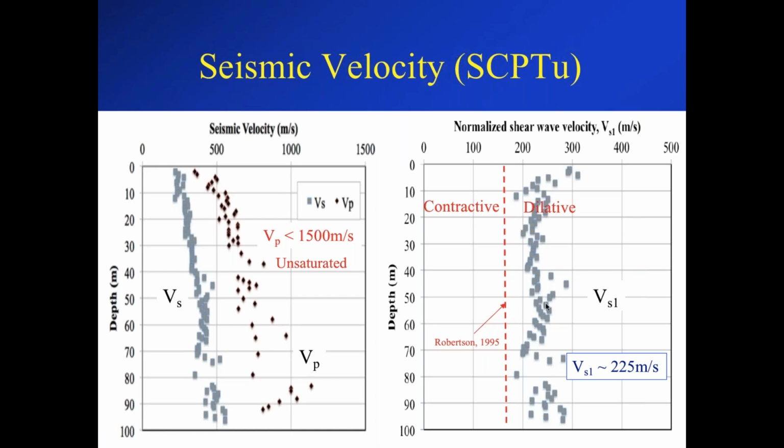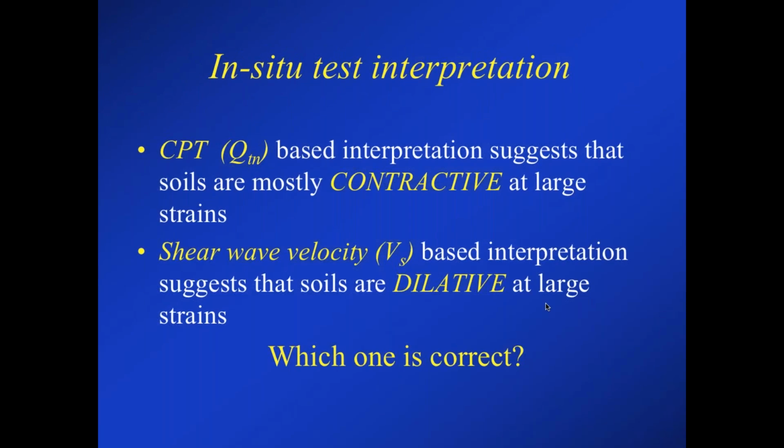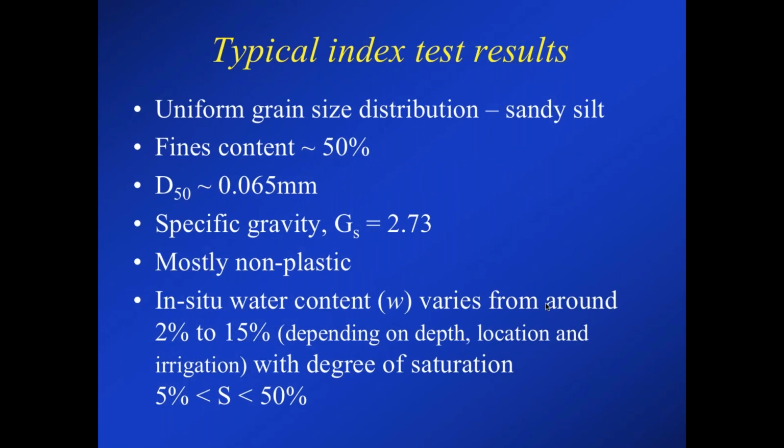indicating that based on shear wave velocity, the material would be considered dilative. So, in terms of in situ test interpretation, the CPT-based interpretation would suggest that the soils are mostly contractive at large strains, but the shear wave velocity based interpretation would suggest that the soils are predominantly dilative at large strains. So the challenge here is, well, which one's correct, or are they both correct? And that's what the project really delved into, and we were fortunate to have a group of people that were willing to do some additional testing to evaluate this further.